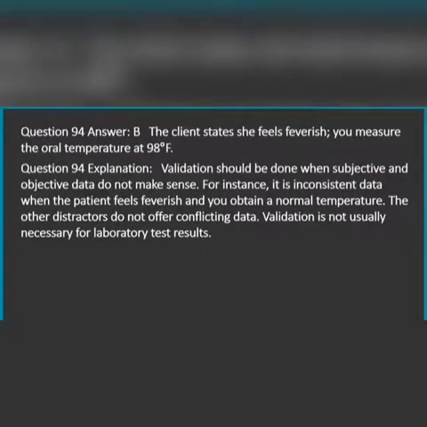Question 94 Answer. B. The client states she feels feverish. You measure the oral temperature at 98 degrees Fahrenheit. Question 94 Explanation. Validation should be done when subjective and objective data do not make sense. For instance, it is inconsistent data when the patient feels feverish and you obtain a normal temperature. The other distractors do not offer conflicting data. Validation is not usually necessary for laboratory test results.